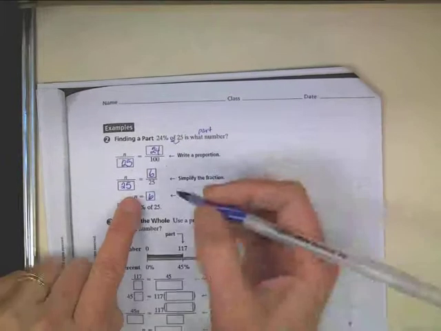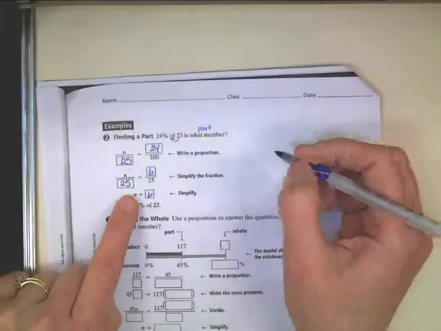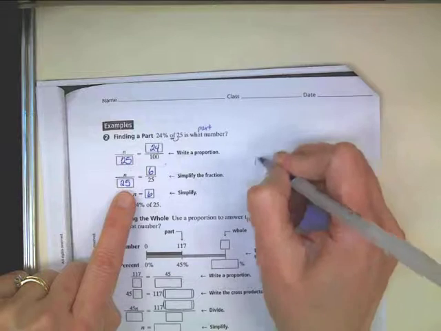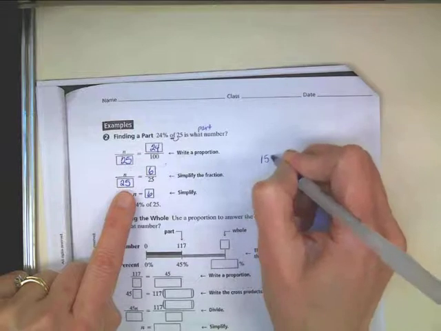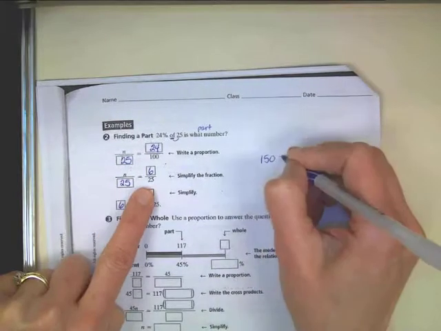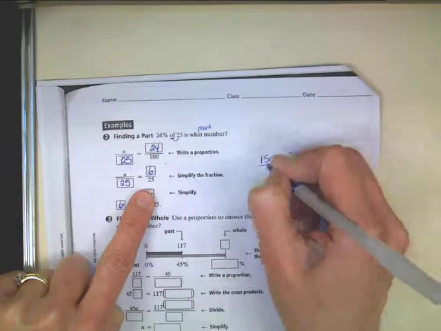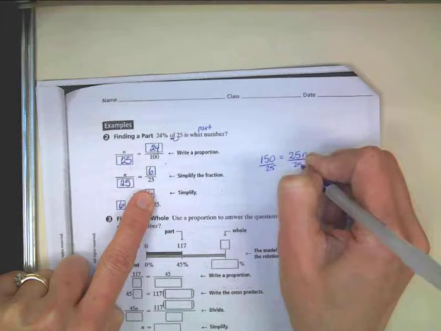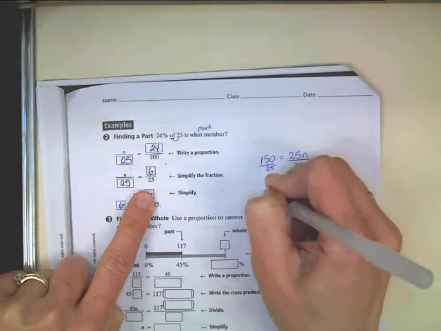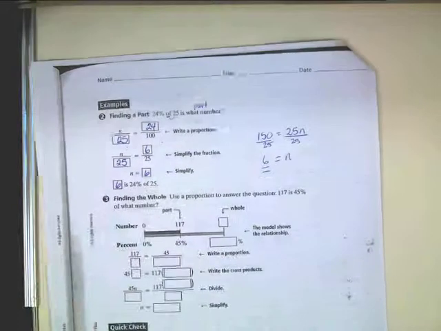If you weren't sure if that was going to work, you can work out your cross products, 25 times 6, which is 150, and n times 25, which is 25n, and then divide each side by 25. So n is 6, in case you weren't sure if that worked out. It sure does.